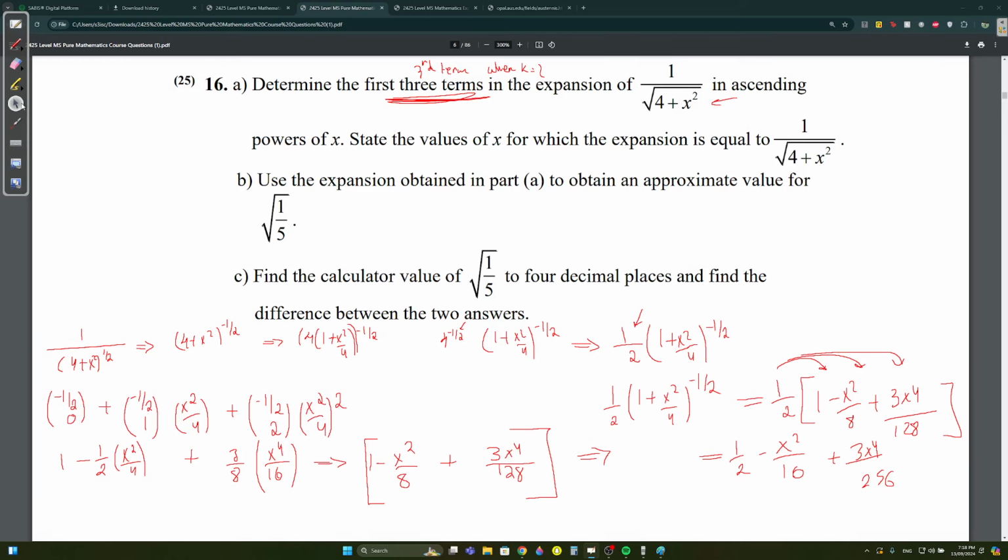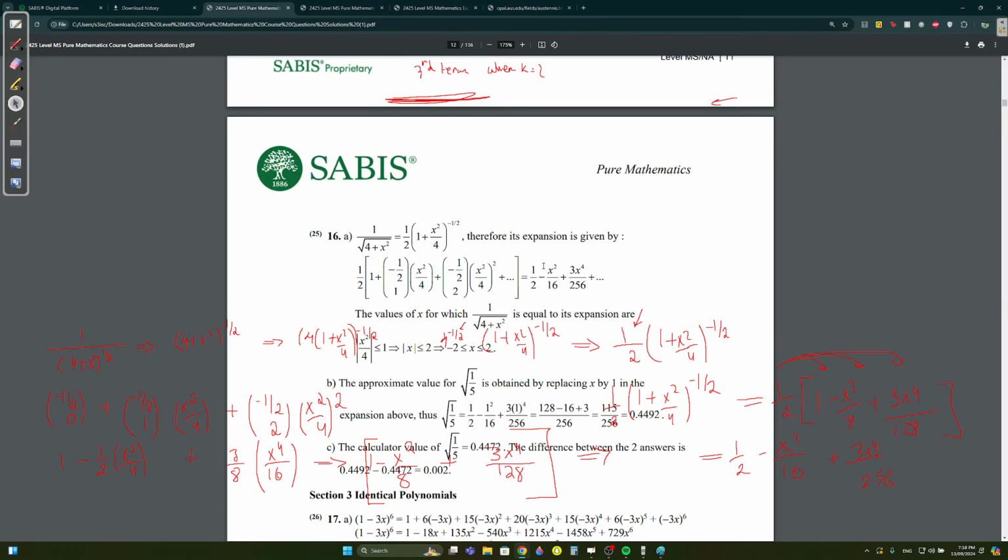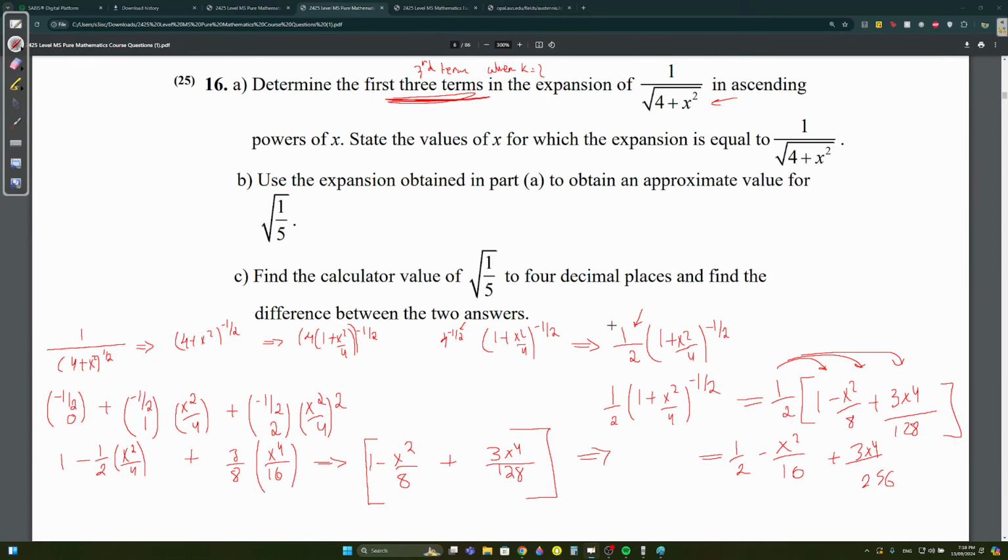Okay, let me see, is this correct? Yes. And always put plus dot dot dot. Okay, so this is part A. But we're not done. Let me just write the expansion here so we use it later: 1 over 2 minus x squared over 16 plus 3x to the power 4 over 256. Let me erase this down here.